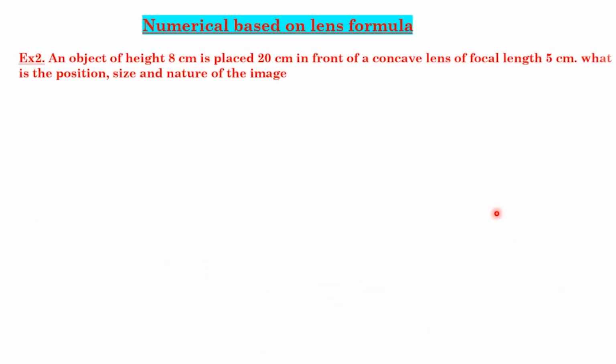Okay. Now the next numerical is: an object of height 8 centimeter is placed 20 centimeter in front of a concave lens of focal length 5 centimeter. What is the position, size and nature of the image? Clear? So given the object of height 8 centimeter is placed 20 centimeter in front of concave lens, means u is 20 centimeter. Here I have placed negative sign because u is always negative.